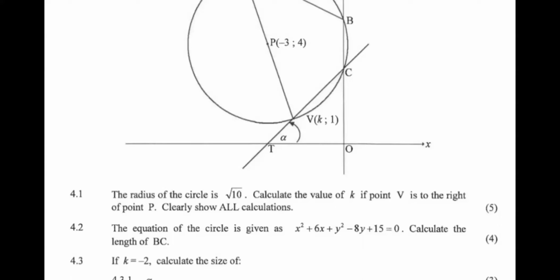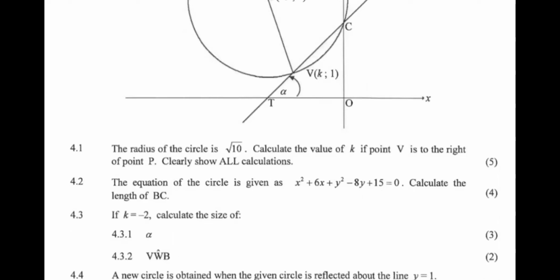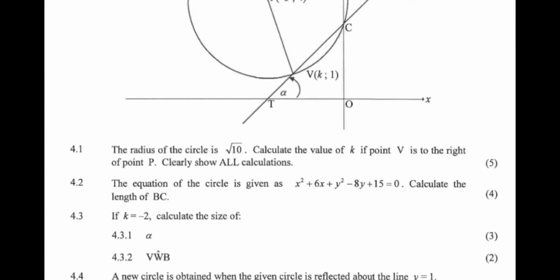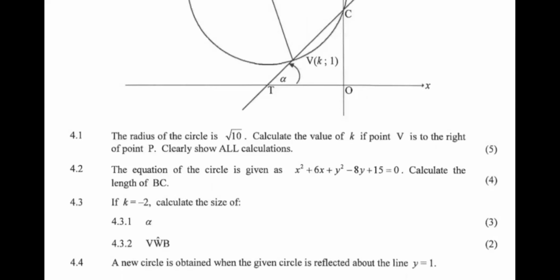Here they are giving us the answer for K. We had to calculate it in 4.1, but now they're giving us the answer. They're saying, if K is equal to -2, calculate the size of alpha and calculate the size of angle VWB. VWB, okay. Let's first work out the angle of alpha.